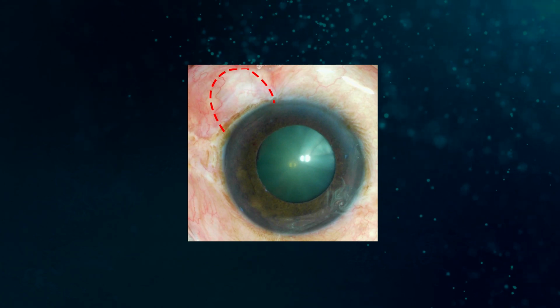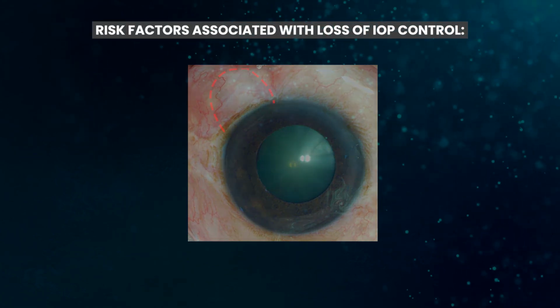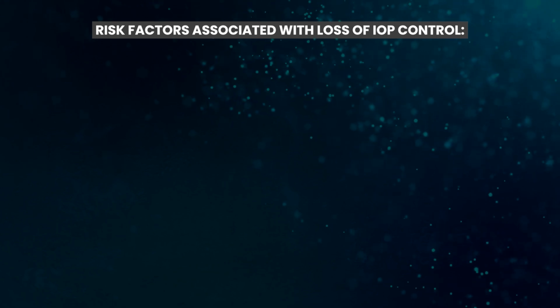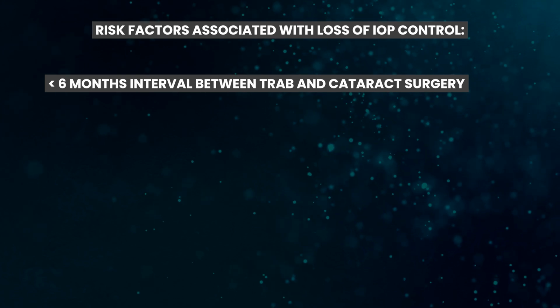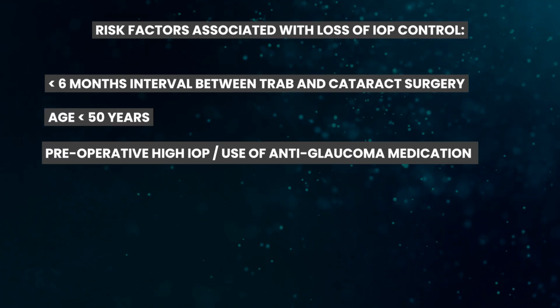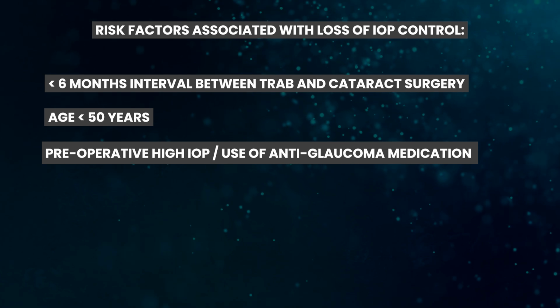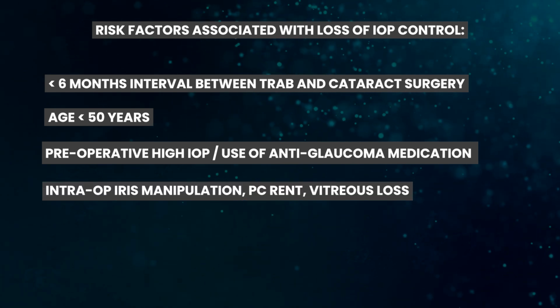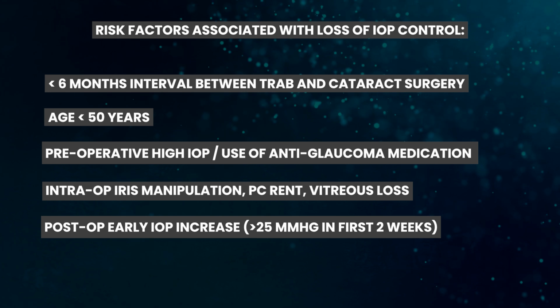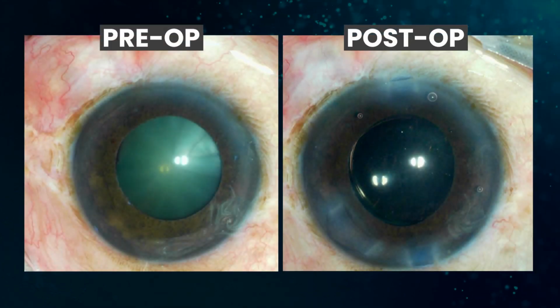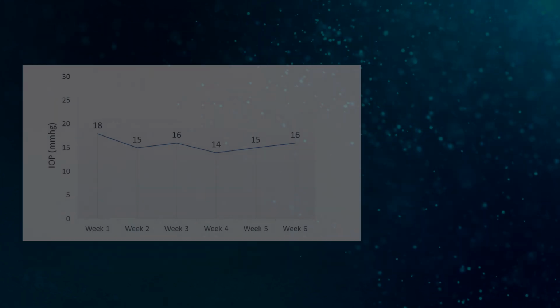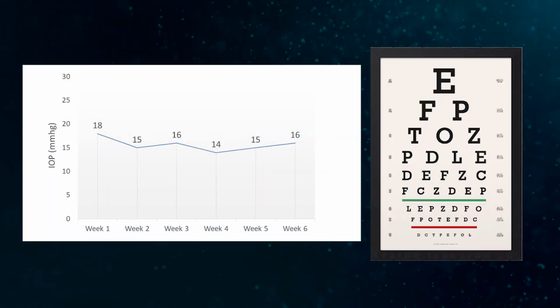To summarize, in an eye with a previous trabeculectomy undergoing cataract surgery, the risk factors associated with loss of IOP control include a less than 6-month interval between the trab and cataract surgery, younger age, pre-op high IOP or the use of anti-glaucoma medication, intra-op iris manipulation, posterior capsular rent or vitreous loss, and a post-operative early IOP increase. Hence, these eyes require meticulous pre-op planning, careful intra-op manipulations, and prompt post-op management of bleb failure to ensure sustained IOP control along with visual rehabilitation.